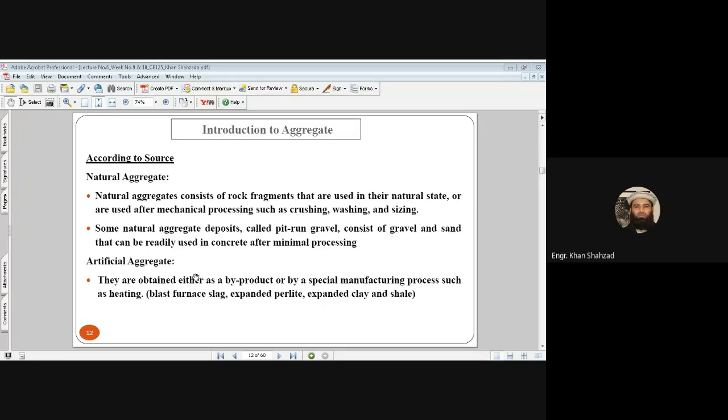What are artificial aggregates? Artificial aggregates are obtained either as a byproduct or by a special manufacturing process, such as heating. You can bloat the aggregates. Do you know bloating up aggregates? Anyone in the class, what is bloating?